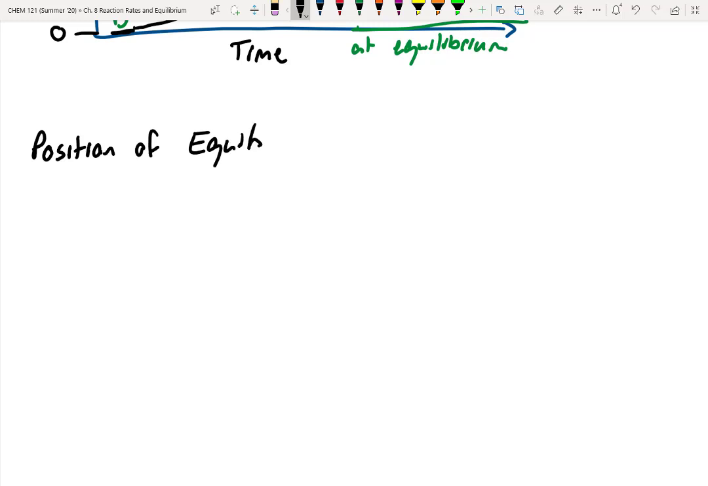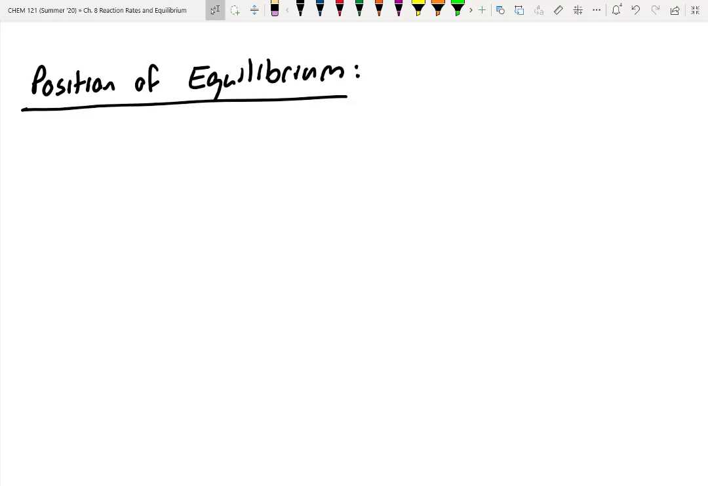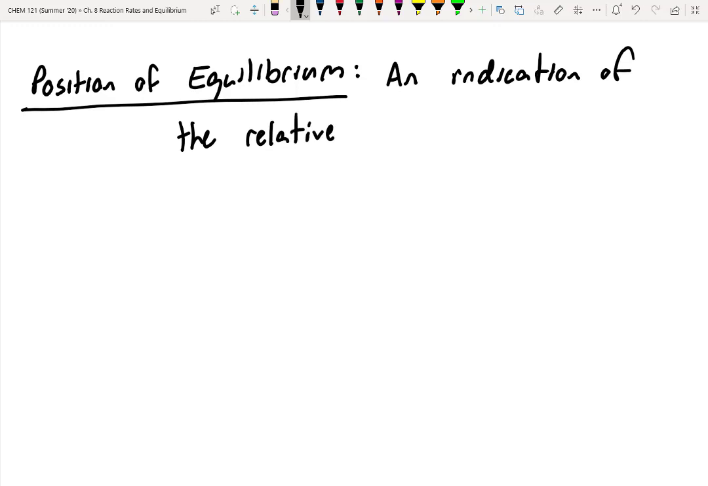All right. And the position of the equilibrium kind of relates to that PhET video that we just looked at, right? So in that video, we saw ultimately we ended up with more Bs than As, right? So a position of the equilibrium kind of looks at which side do we have more of. So it's an indication of the relative amounts or concentrations of reactants and products at equilibrium.